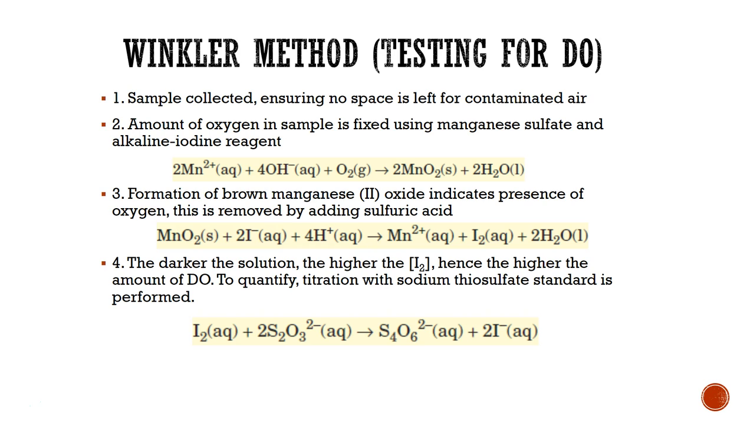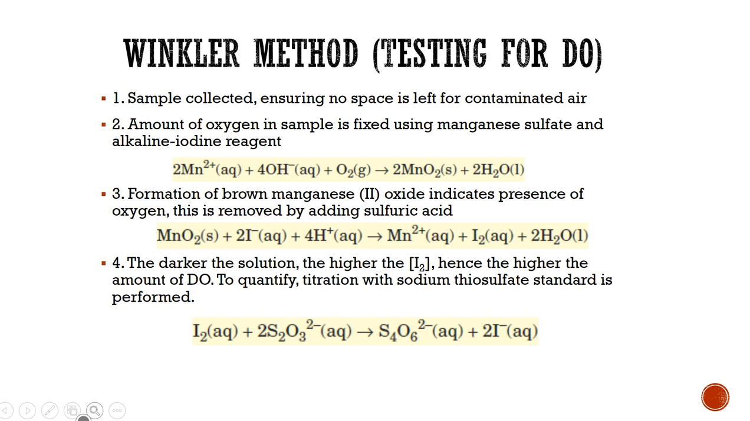Once we do that, the sample is fixed by adding manganese sulfate and an alkaline iodide reagent, so in the presence of the base, the manganese and the hydroxides react with the oxygen to form MnO2, okay, and water. So this is a brown precipitate, the manganese(IV) oxide. That indicates the presence of oxygen, because that won't happen if we don't react with oxygen.